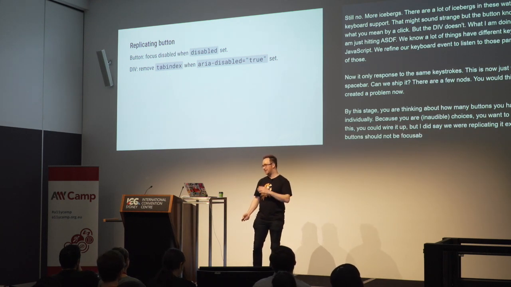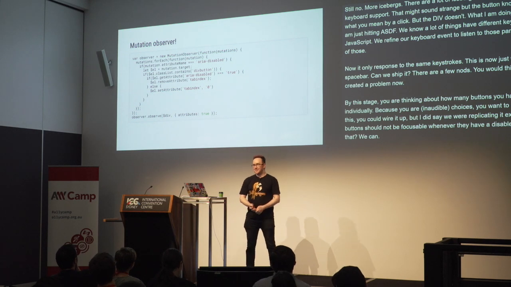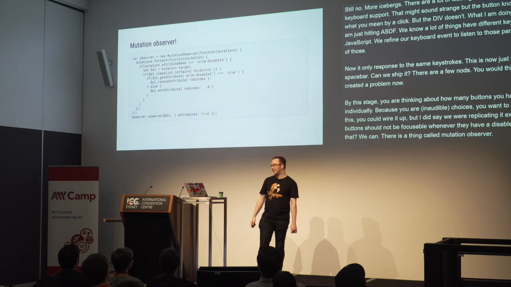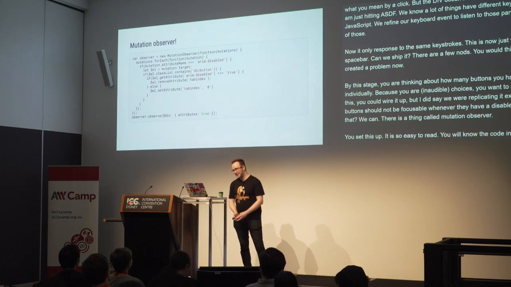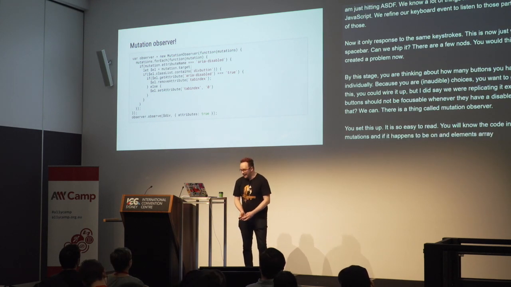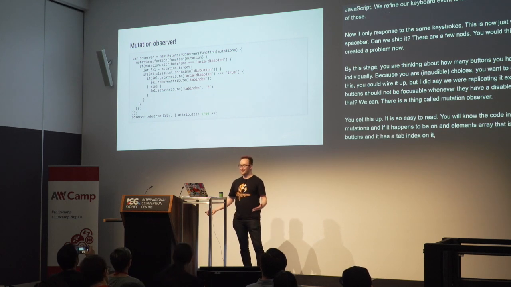And so for the div, that's our RA disabled. Can we generalize that? We can. There's a thing called mutation observer. And so you set this up. This is so easy to read. You don't even need to read this code. You'll know it instantly later on. So it listens for DOM mutations, and if that happens to be on an element that's RA disabled, and it's one of our div buttons, and it's got a tab index on it, it will then auto-remove the tab index according to state. Oh, simple.